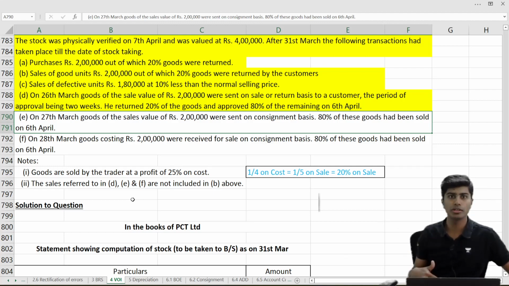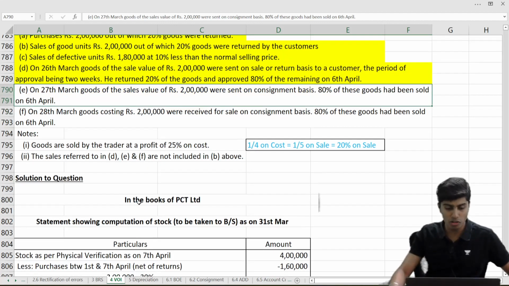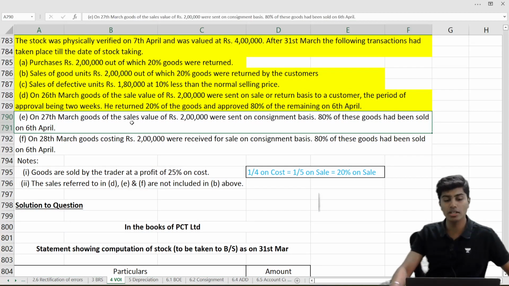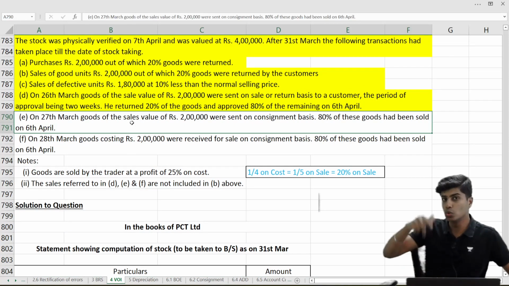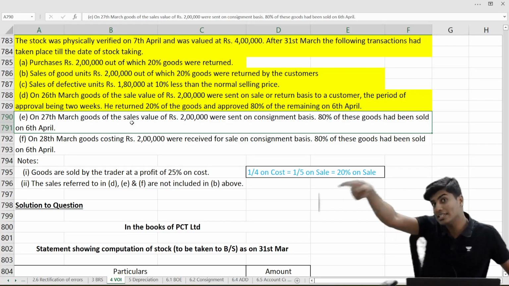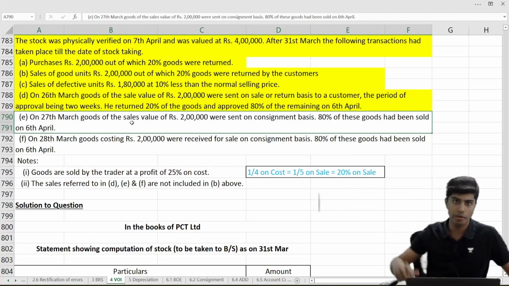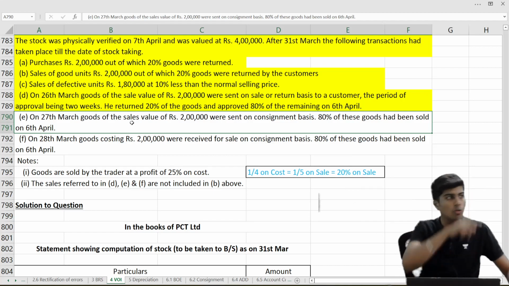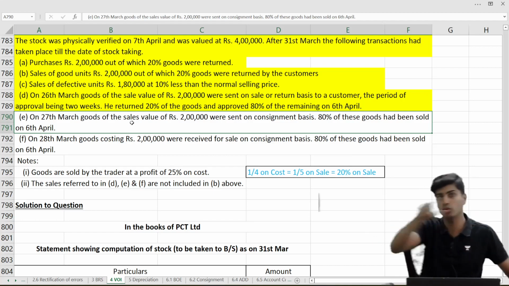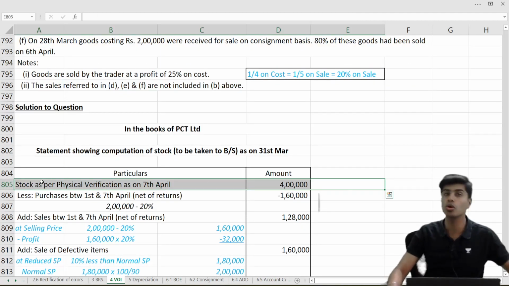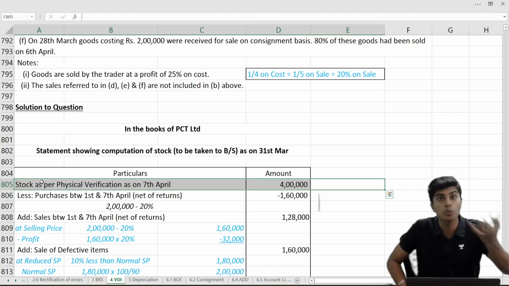I would have to include it. Sir, isn't it part of this 4 lakh? You tell me, these goods are sent on consignment basis. These goods are with the consignee in the consignee's godown, even on 31st of March as well as 7th of April. On 7th of April, when I count my physical inventory in my godown, it is 4 lakh. This 4 lakh is the inventory that is there in my godown. I have the physical control, possession of these goods.